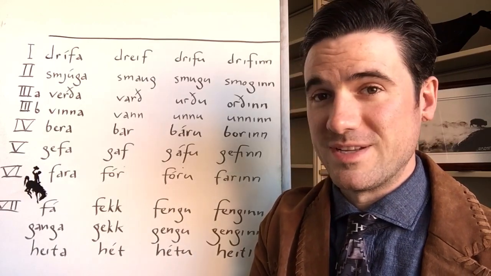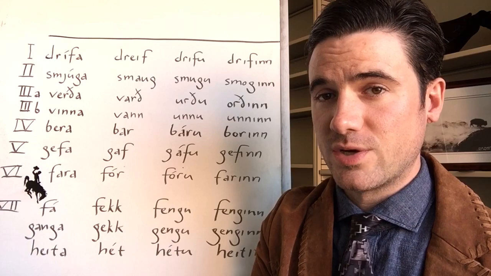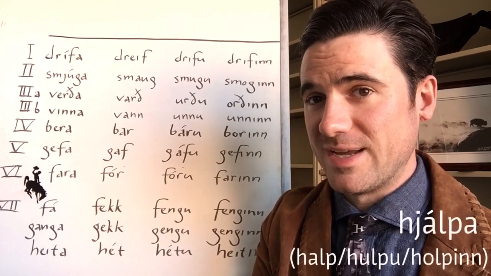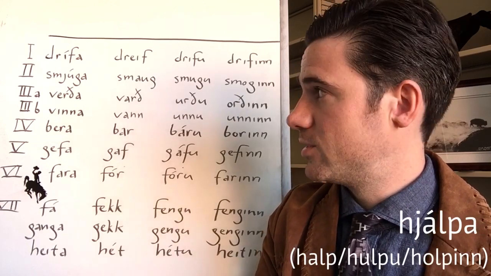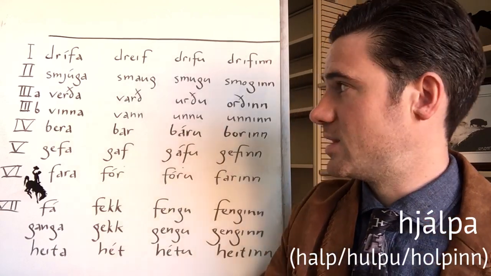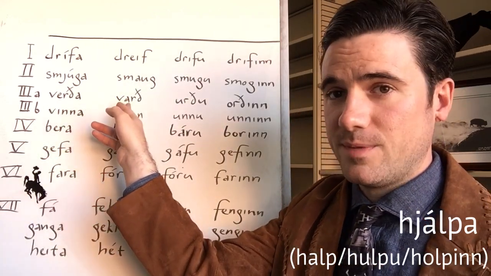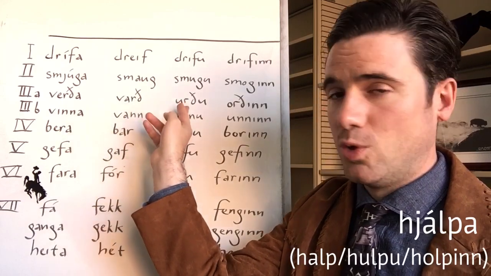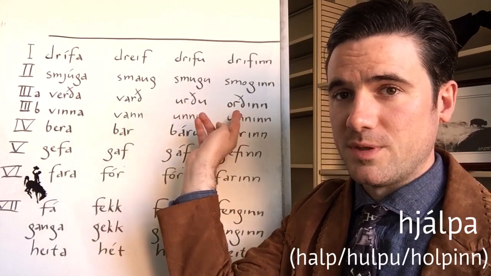There are some verbs of the 3A class that have a mutation called breaking, where the short E has become a JA or J long A. An example would be hjálpa, to help. But even though these look different in the present plural, they look the same in the past. So the past would be halp, helped, he, she helped, hulpu, they helped, holpen, they have helped.